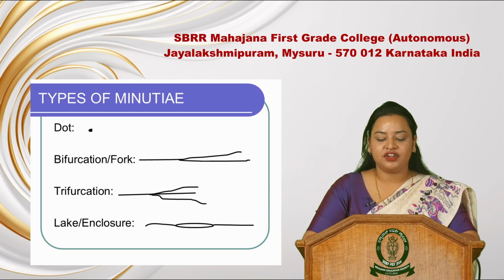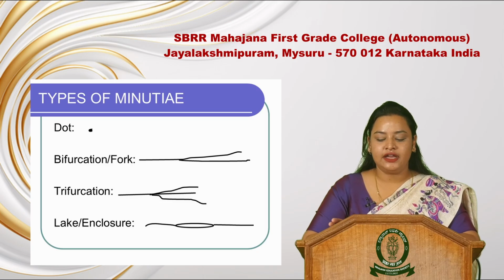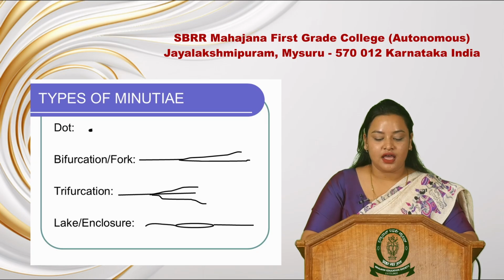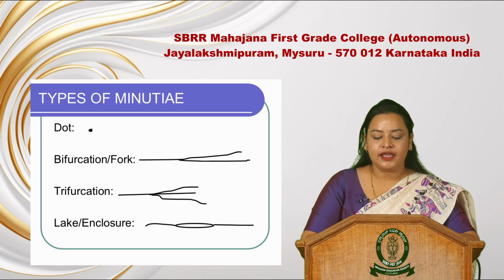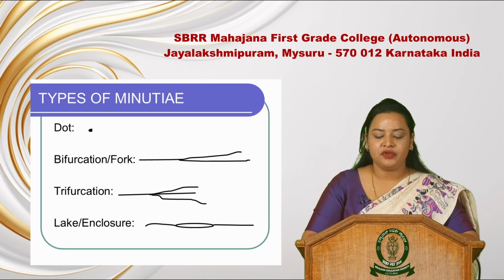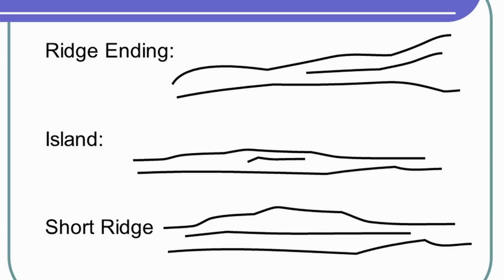Third is a trifurcation. In a trifurcation you can see one line divided into three different pathways, and that we call a trifurcation. And the fourth one is lake and enclosure. Lake is where one line is coming and two lines divide and form a lake kind of structure, that we call a lake minutiae.